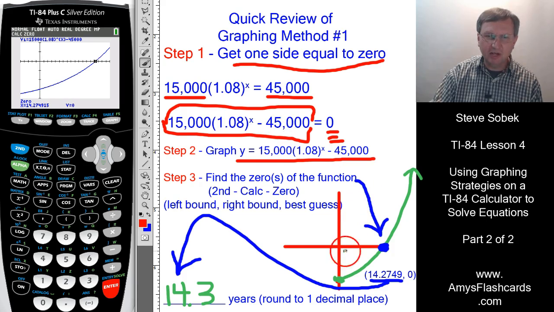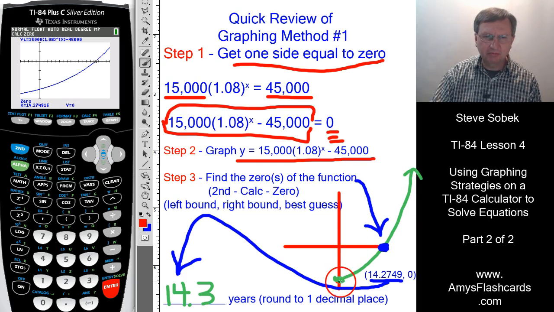Now the only problem with method 1 is this equation that we graphed kind of lost a lot of the meaning. For example, the y-intercept is negative 30,000. What meaning does that have?